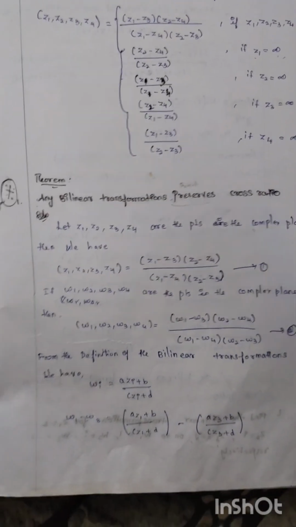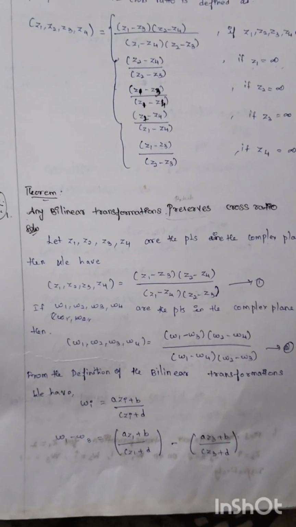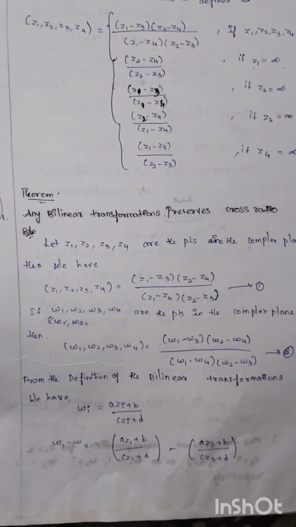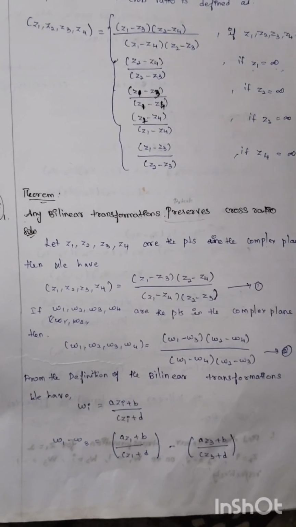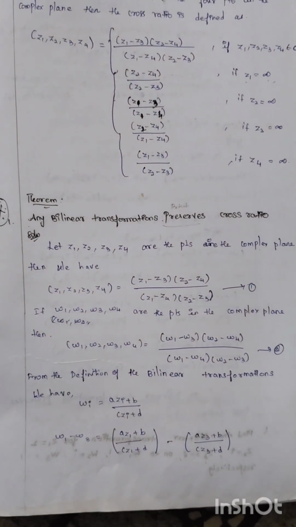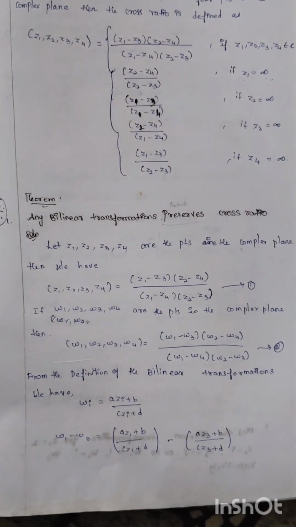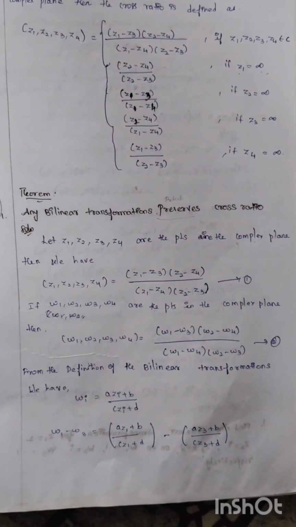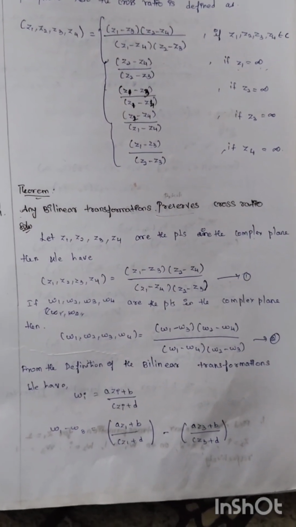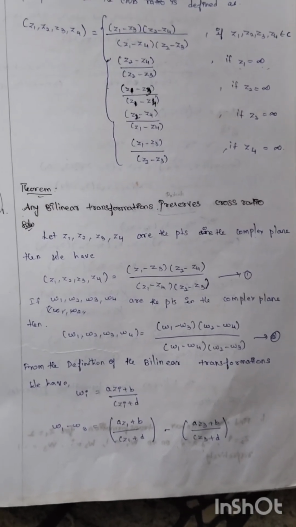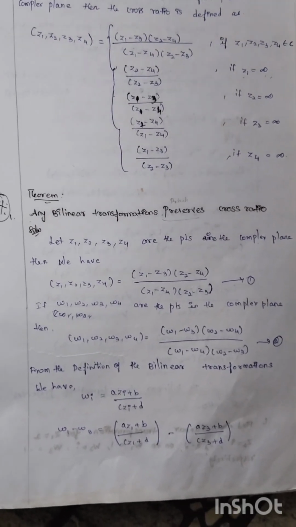Here, if you want to prove that the bilinear transformation preserves the cross ratio, it means w can be written in terms of z. That means the cross ratio (w1, w2, w3, w4) is equal to (z1, z2, z3, z4). That is what we need to prove here.